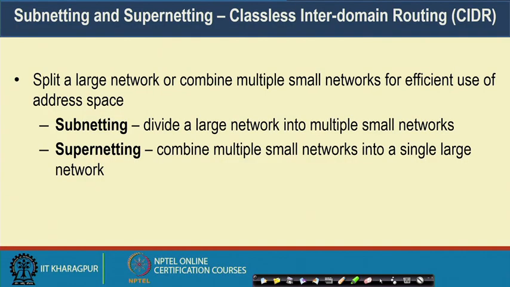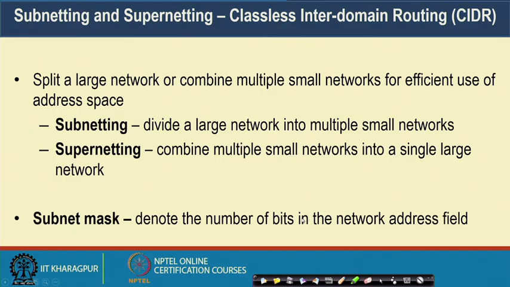This concept of subnetting and supernetting leads to another thing: now we do not have a fixed class boundary. Whenever you do not have a fixed class boundary, you need another piece of information to determine what your class boundary is. To determine the class boundary, we use the concept called the subnet mask. This subnet mask denotes the number of bits in the network address field.